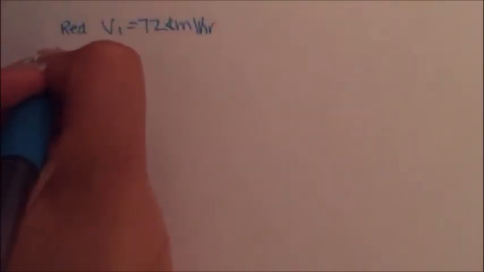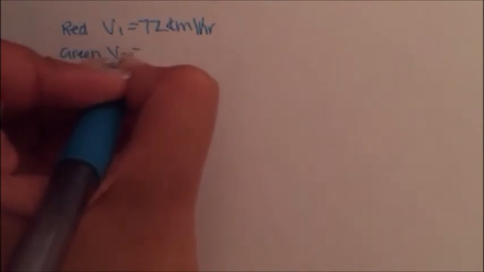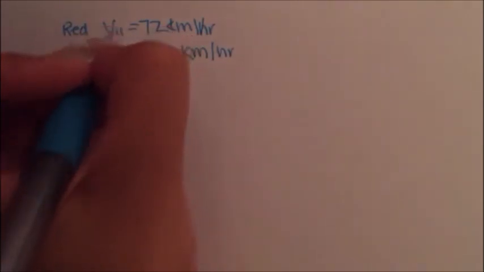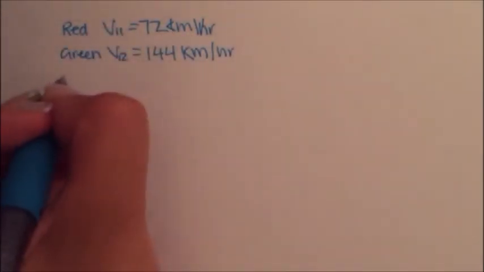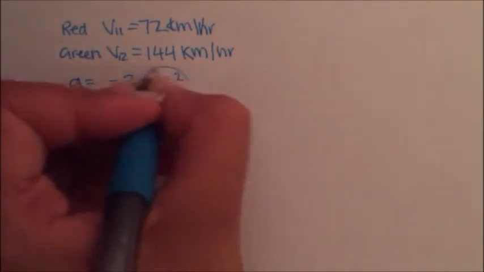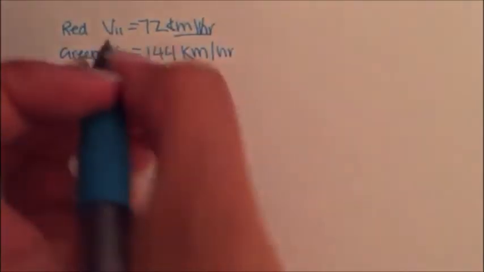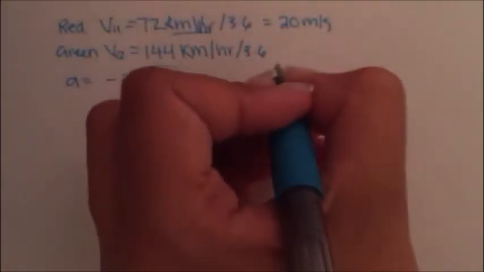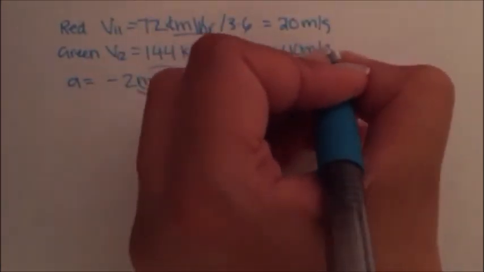So for this one, we know the red train is traveling at 72 kilometers an hour, and the green train is traveling at 144 kilometers an hour, and these are both of their initial velocities. And then we know that the acceleration is -2 meters per second squared. Because this is in meters per second and this is in kilometers per hour, we have to convert. If we divide both of these by 3.6, we can get both of them in meters per second. So we're going to get 20 meters per second for the red and 40 meters per second for the green.